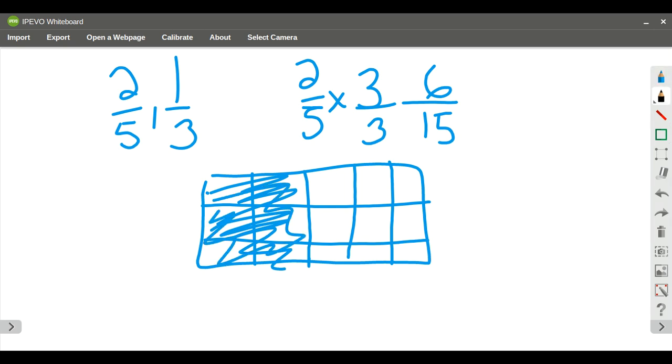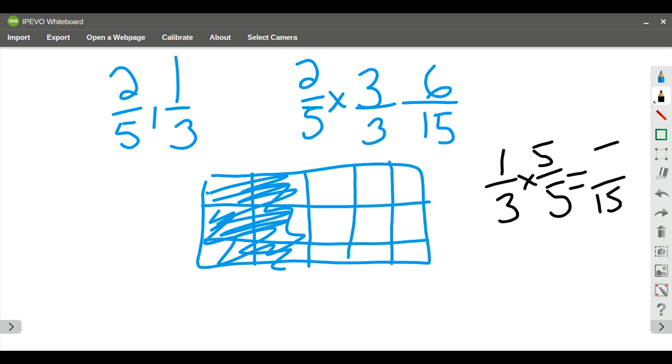And then my 1/3, I got that by multiplying. To get to 15, I multiply by 5. So whatever I do at the bottom, I have to do to the top. So I end up with 5/15. So my 1/3 is going to be 5/15. So 1, 2, 3, 4, 5. There's my 5/15.